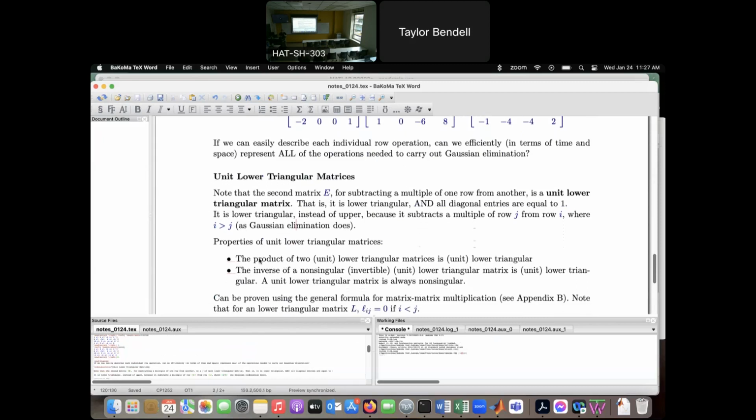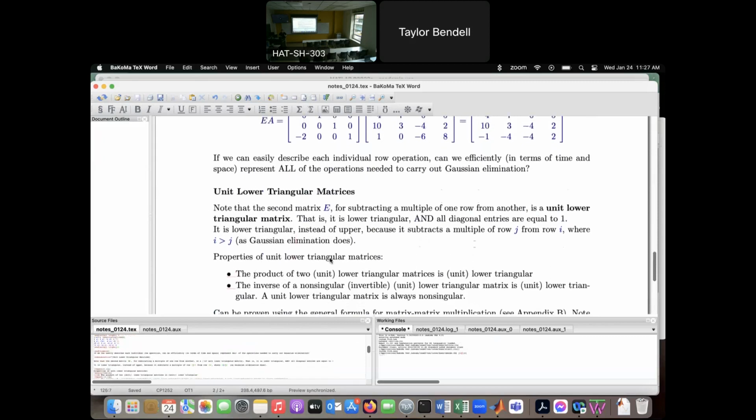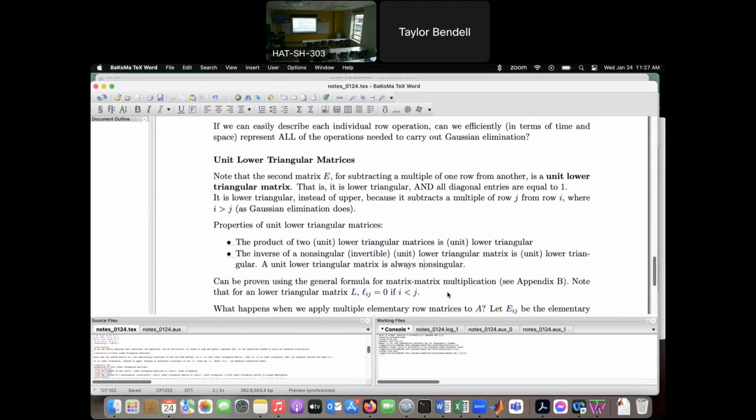I don't know if I assigned it in this class, but actually proving these properties can be done using a formula for matrix multiplication. If I assign that here, I'm sorry, but I don't think I did. I think I do assign it with 610. We'll see. But for proving it, you rely on the fact that when you have a lower triangular matrix, the ij entry is always 0 if i is less than j.